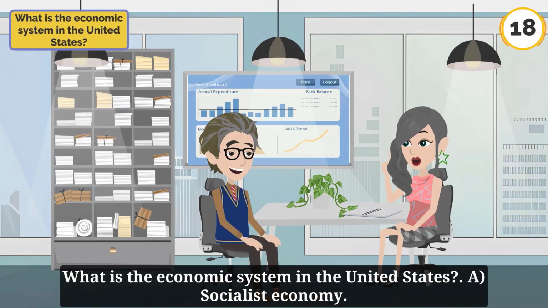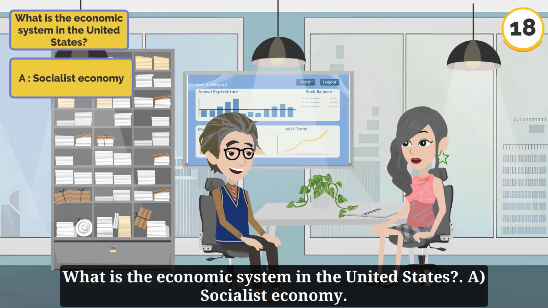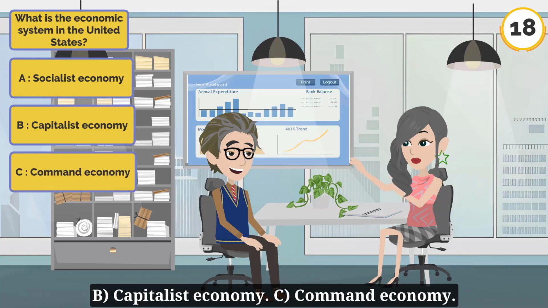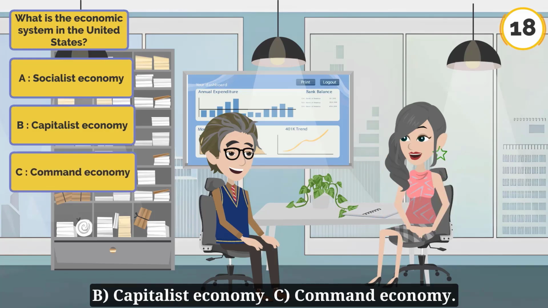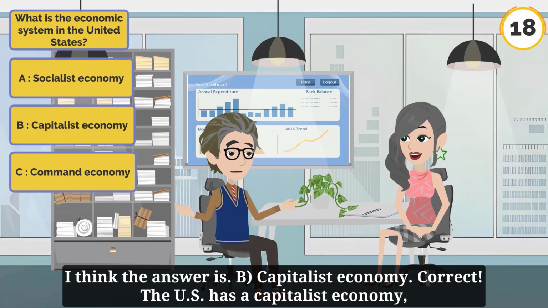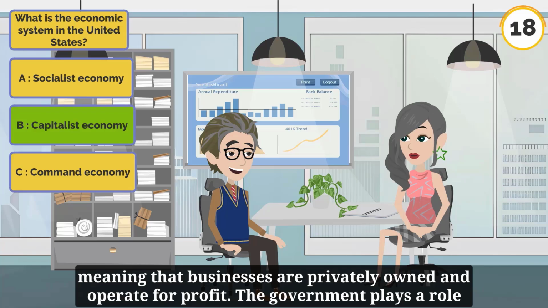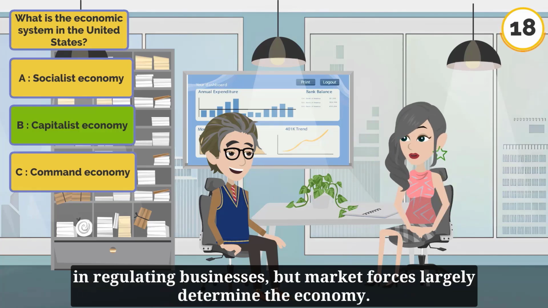Question 18. What is the economic system in the United States? A. Socialist economy. B. Capitalist economy. C. Command economy. I think the answer is B. Capitalist economy. Correct. The U.S. has a capitalist economy, meaning that businesses are privately owned and operate for profit. The government plays a role in regulating businesses, but market forces largely determine the economy.